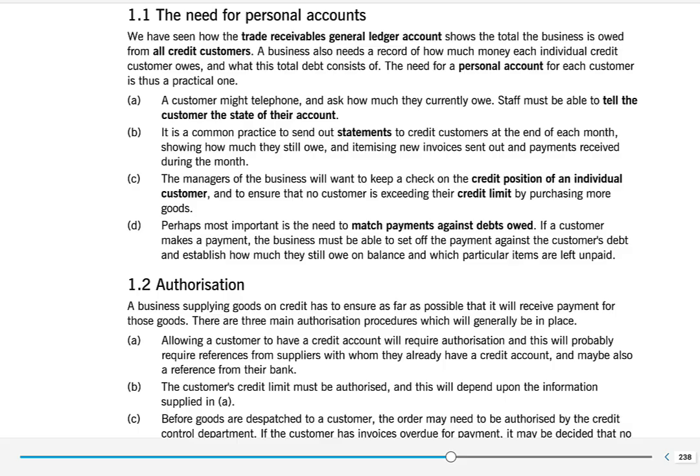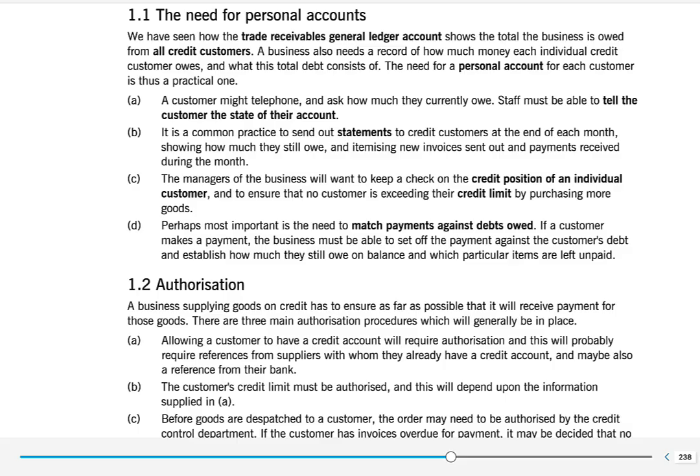Many businesses send a statement of account at the end of each month. A statement is not an invoice. It is a summary. It usually shows opening balance, invoices issued during the month, credit notes issued during the month, payments received during the month, closing balance still owing.